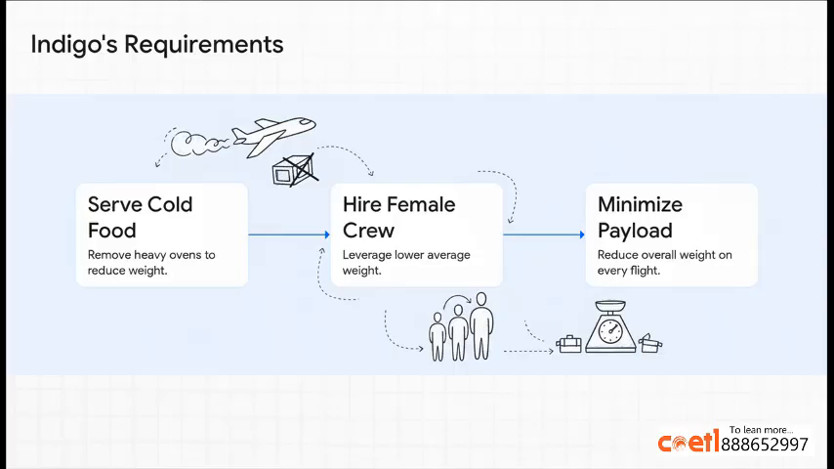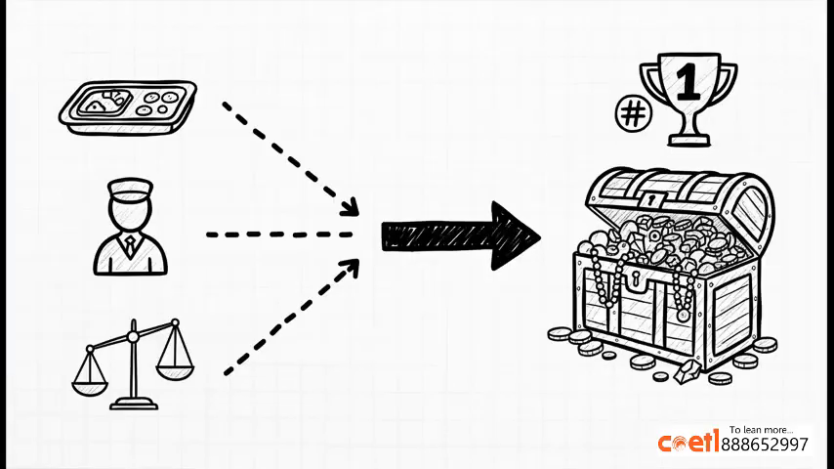And this is where it gets really fascinating. To actually pull off their solution of reducing weight, they implemented these very specific requirements. Serving only cold food meant they could rip out the heavy ovens. Hiring mostly female crew leveraged a lower average weight. Each one of these seems kind of small on its own, but they all served that one single purpose: cut weight, save fuel. And the result? It was amazing. These seemingly tiny changes, these specific requirements, added up to millions of dollars in fuel savings. This laser focus on their solution made Indigo a dominant force in the market. That's the power of perfectly lining up your requirements to your solution and your need.